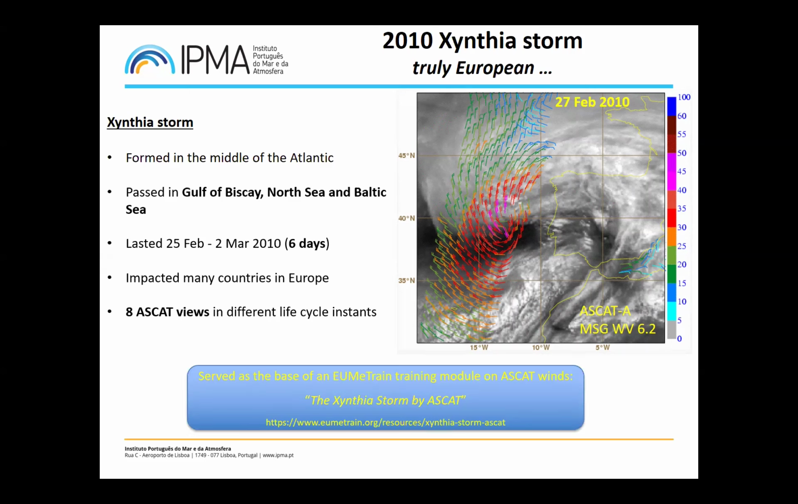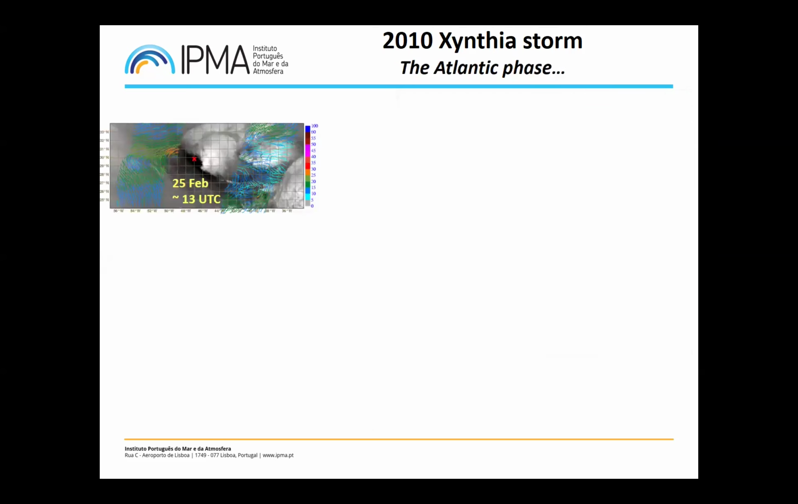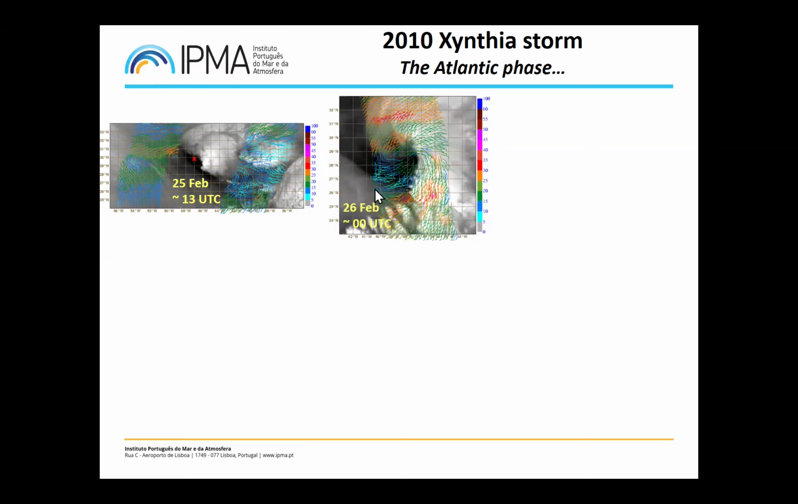This case served also as the base of an EUMETSAT training module on ASCAT winds that was called the Cynthia Storm by ASCAT, which you can find in this link. I will show you now some of these instances and some of the scatterometer data that we could have. This is in the beginning where you have here the center of the storm and you have the swath on the side of the storm. But later we could really have a pass over the center of the storm.